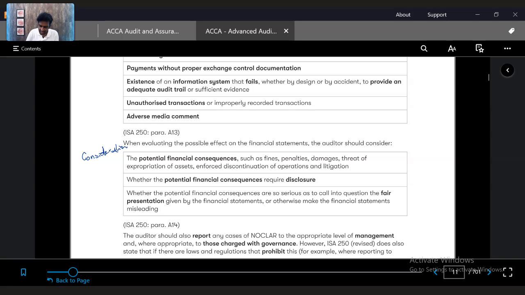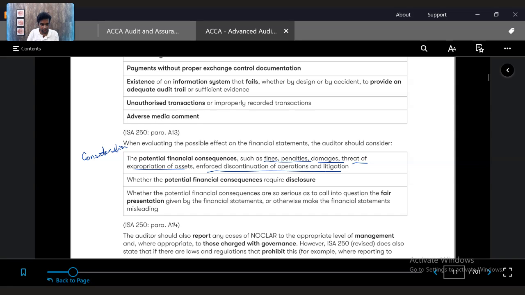Are they fines, penalties, damages, threats of expropriation of assets? Like, if there are certain breaches, then your assets will be frozen by the government. They could freeze your assets, they could freeze your bank accounts, etc. Enforce the discontinuation of operations and litigations. Like your business could be closed down. So what is the potential consequence?